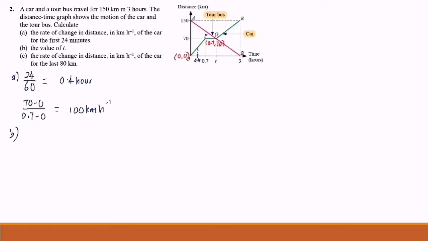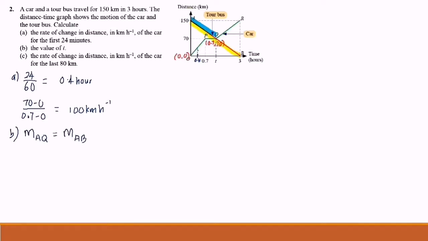B. Find the value of t. So how to find the value of t? As we know, on the same straight line, the gradients are the same. So the gradient of AB equals the gradient of AQ.